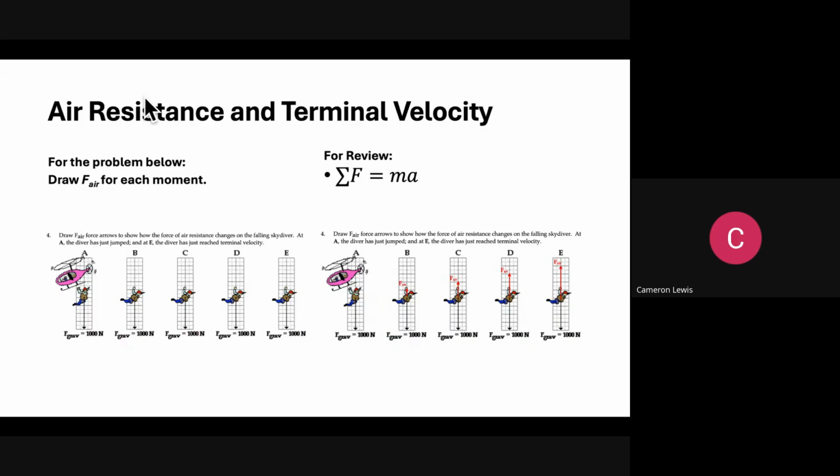One more time. When he jumps out, do we have a lot of air resistance? No. When we reach terminal velocity, what does that mean? The air resistance is equal to the force of gravity. Which means what? The person falling out of the sky stops accelerating.